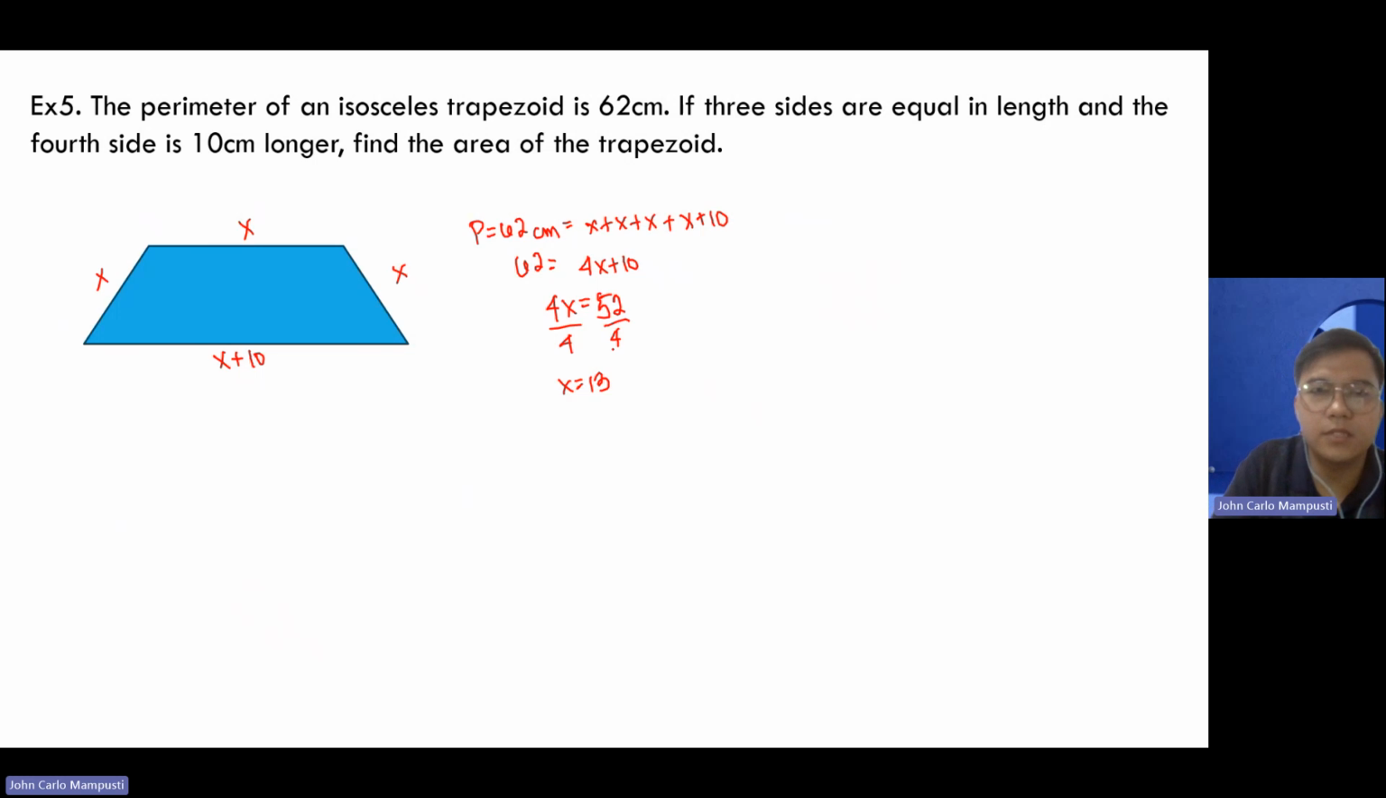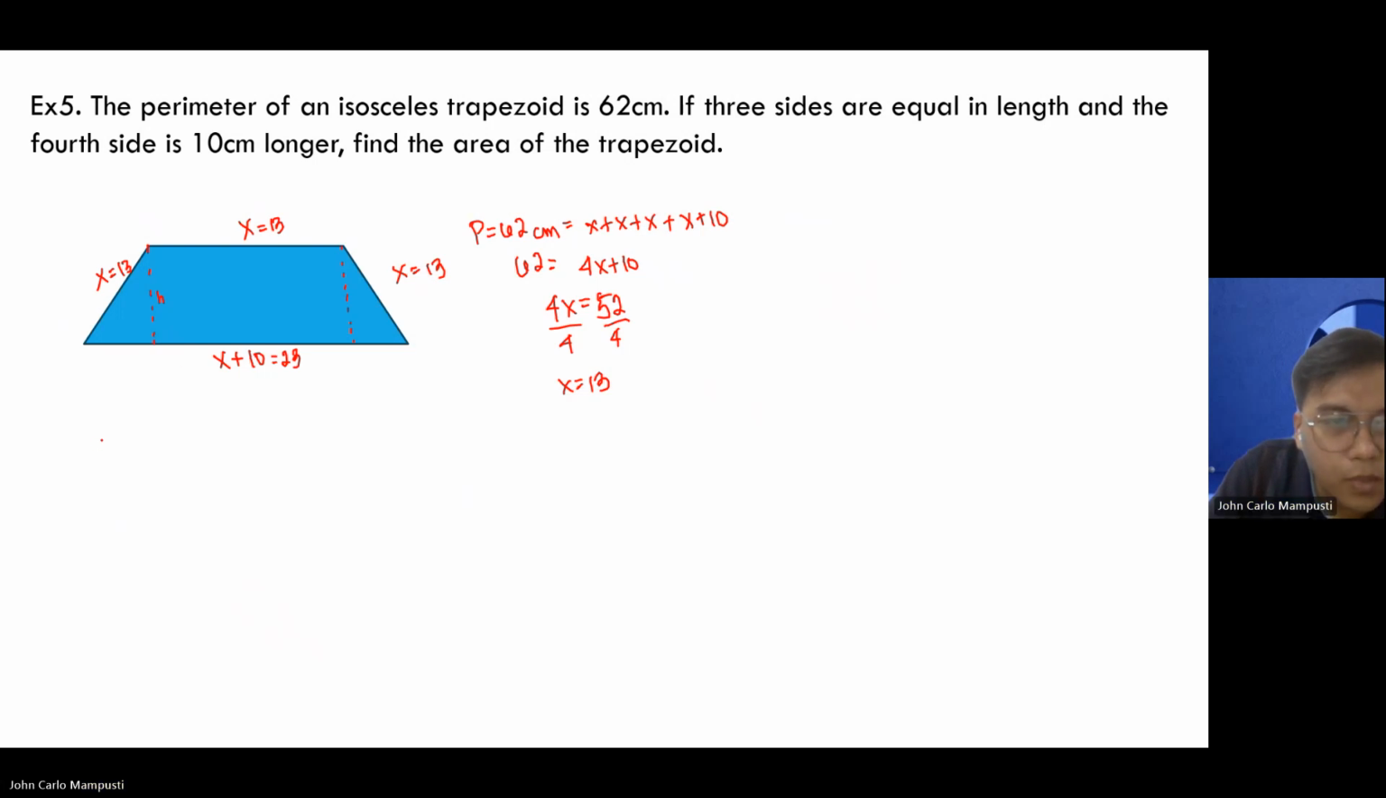What we're looking for is the area of our trapezoid. Okay? So this is 13. This is 13. This is equal to 13. Okay, so we need to find the height. We lack the height. So we forgot to add this: 13 plus 10, this is equal to 23. Okay. So we need the height. How do we get the height?